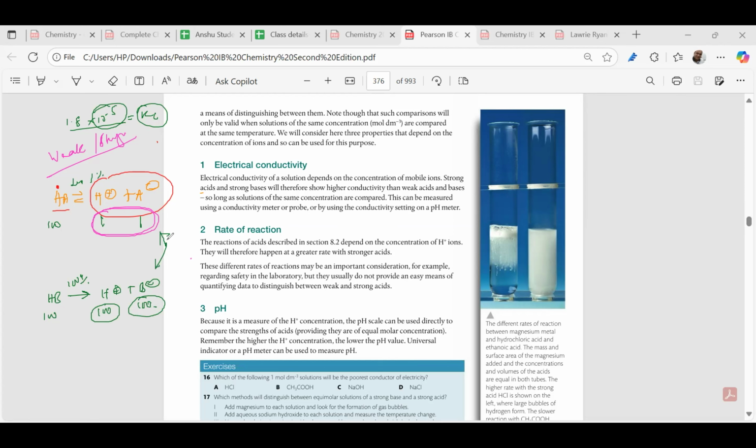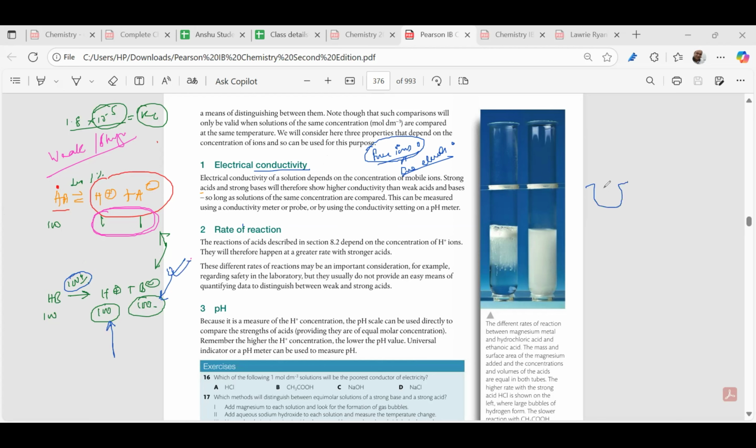If we take a conductivity meter, conductivity depends upon what? Free ions or free electrons? Conductivity depends upon the free ions. This is very important. If we have more free ions, will the conductivity be less or more? More free ions, more conductivity. So a strong acid has 100 B- and 100 H+ because it is 100% dissociated, so conductivity will be more here.